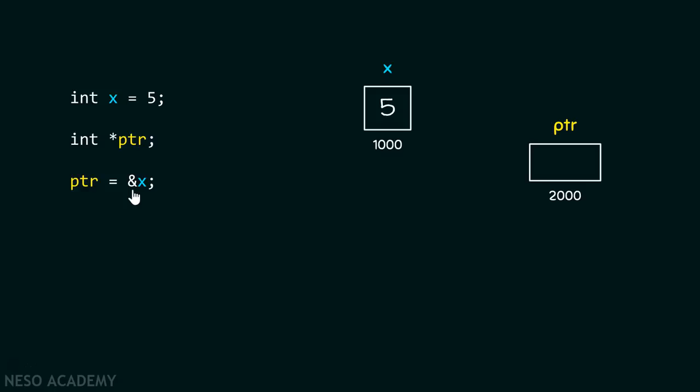ptr equals ampersand of x. Here ampersand means the address of operator. This statement says to assign the address of variable x to this pointer variable. The address of x is 1000. With the help of this statement, we can assign this address to this pointer variable. This means that we can now point to this particular location where this value 5 is stored.